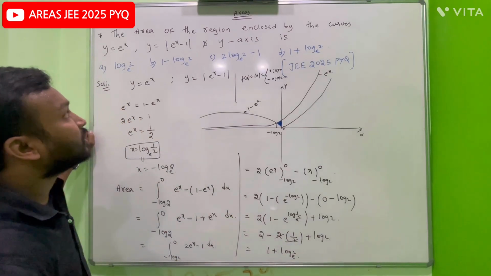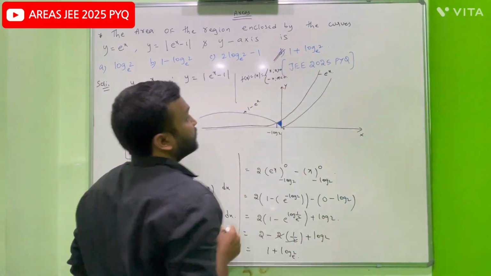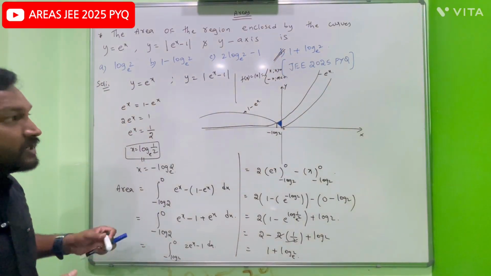Is there 1 plus log 2 to the base e here? Yes. Option D is the correct answer. So it is a very easy, simple question.